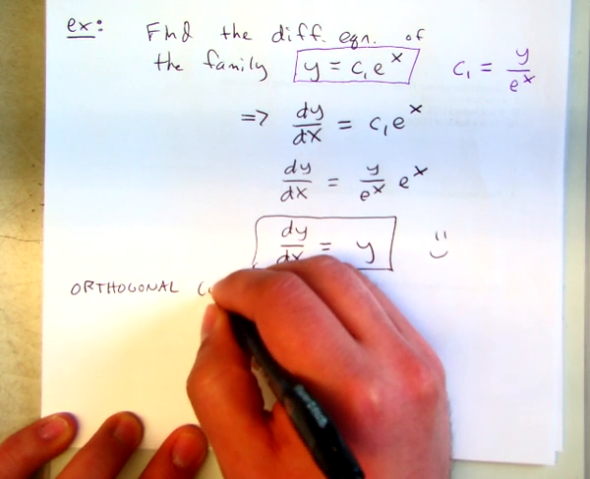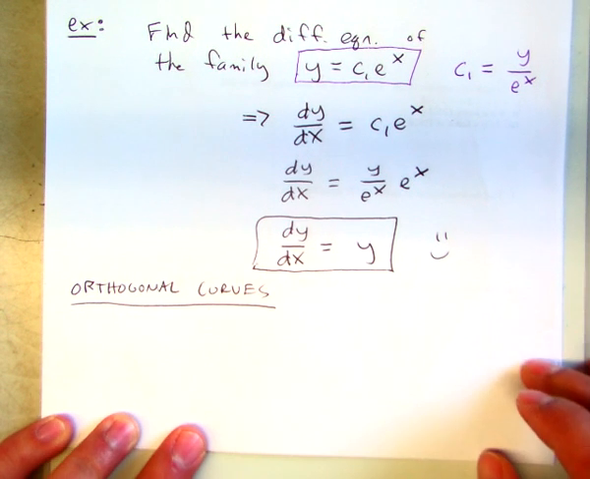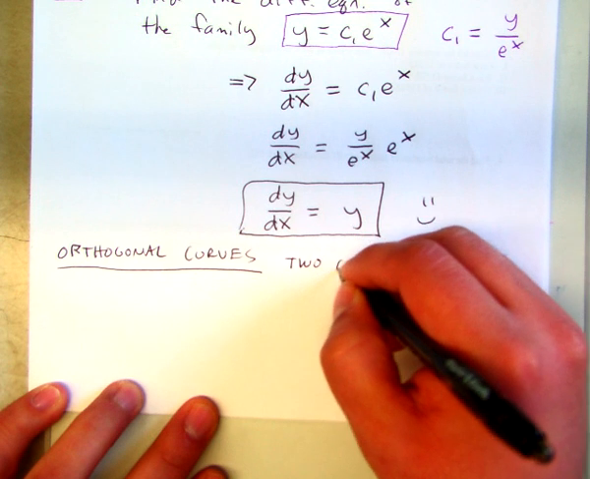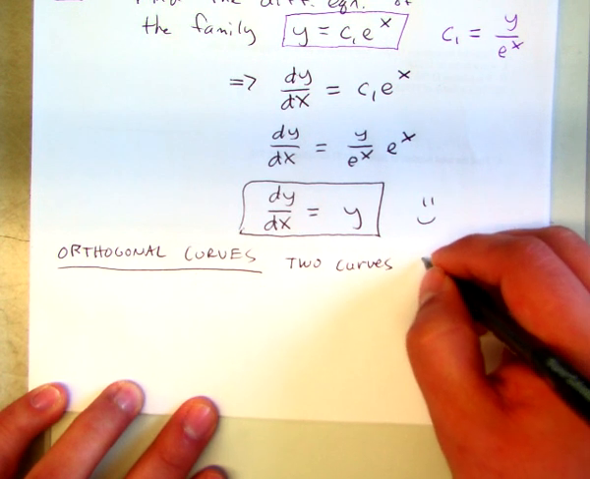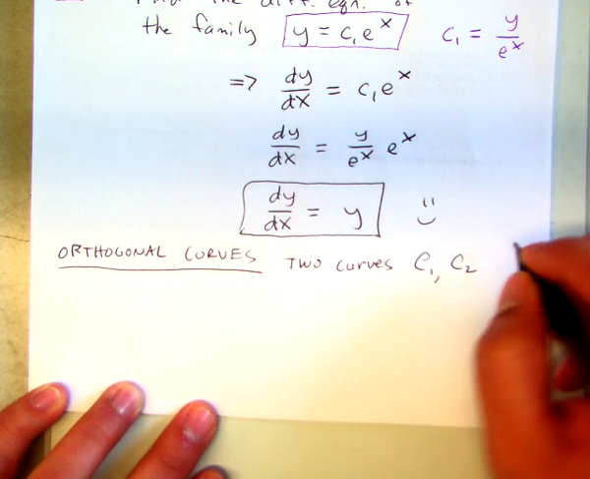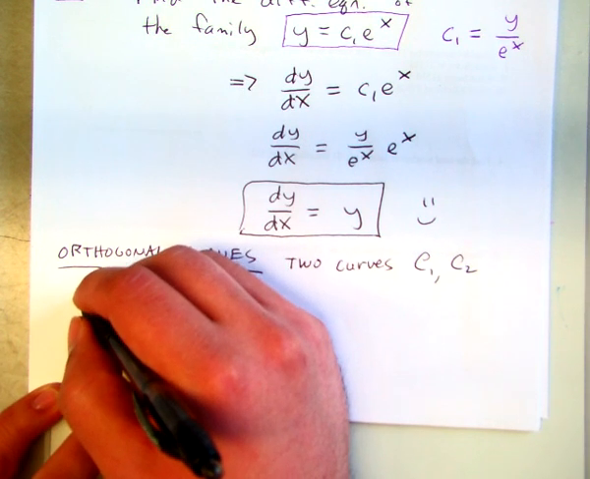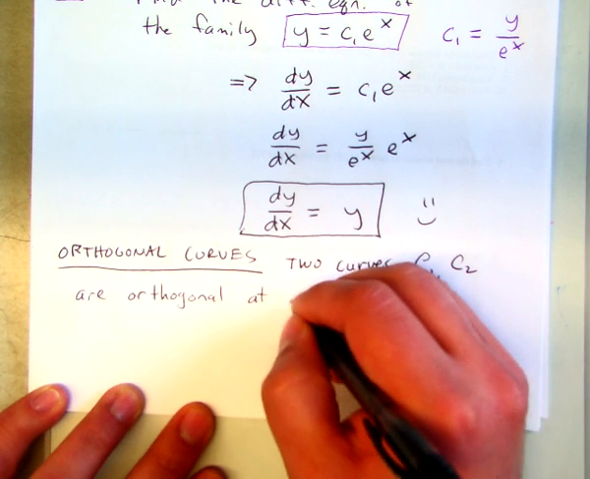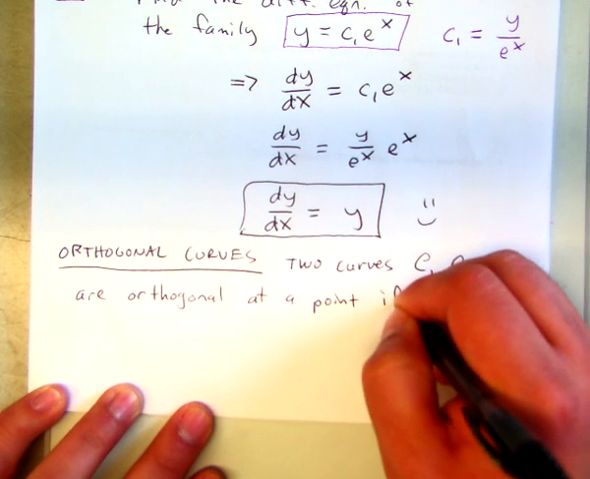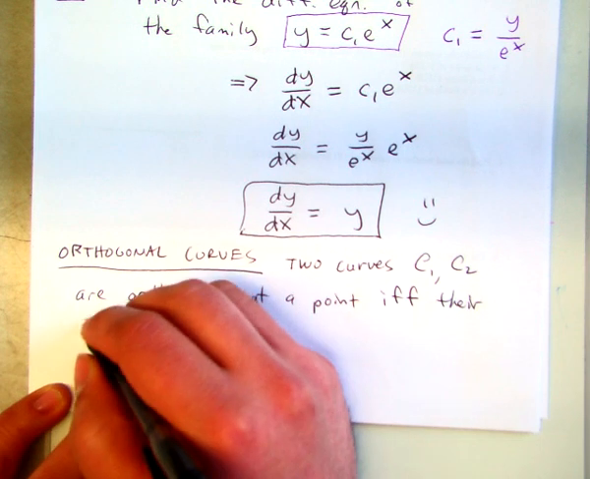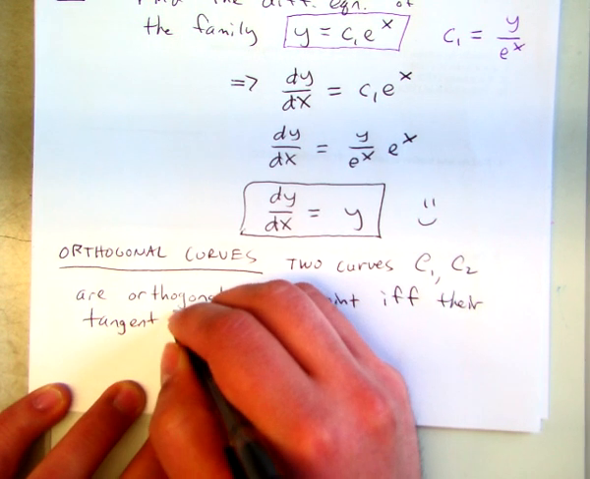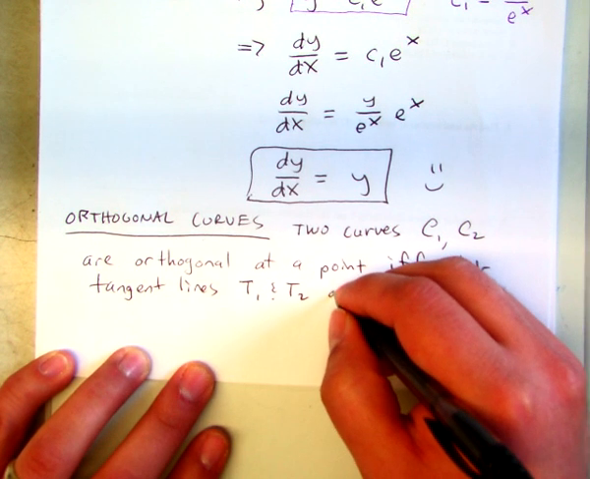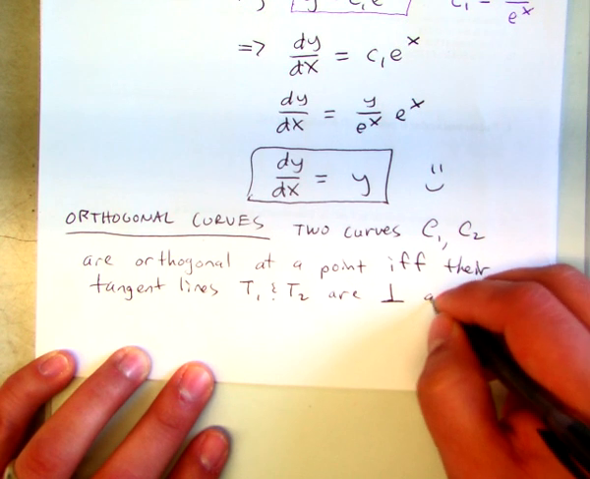let's talk briefly about orthogonal curves. And the idea here is that 2 curves, let's call them C1 and C2, well, those are going to be orthogonal at a point if and only if their tangent lines, let's call them T1 and T2, are perpendicular at the point of intersection.